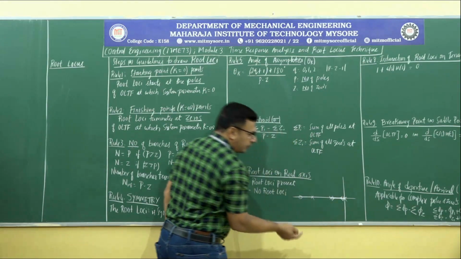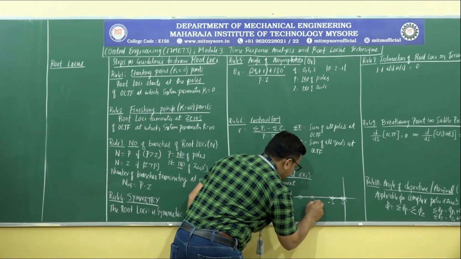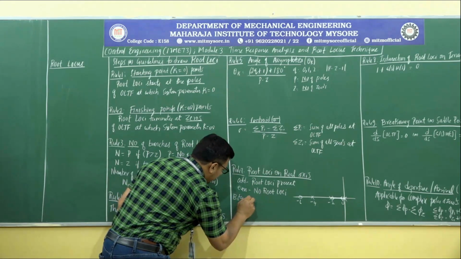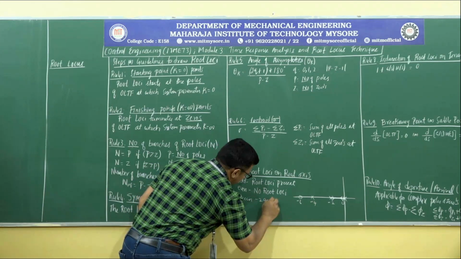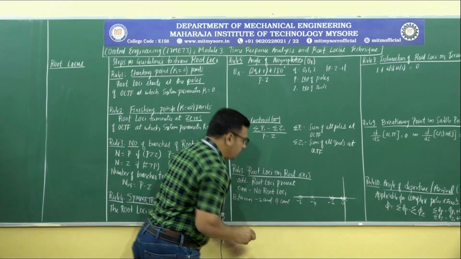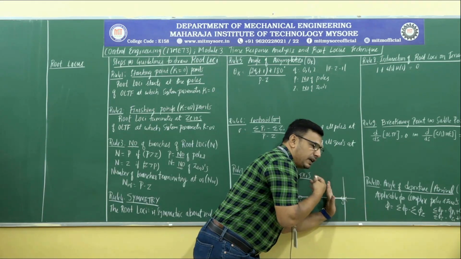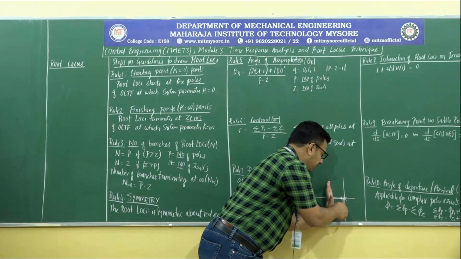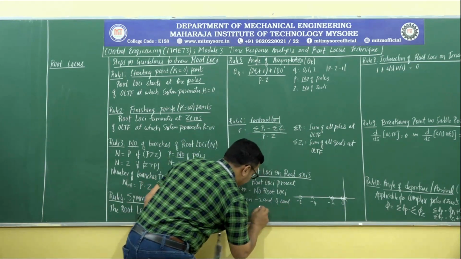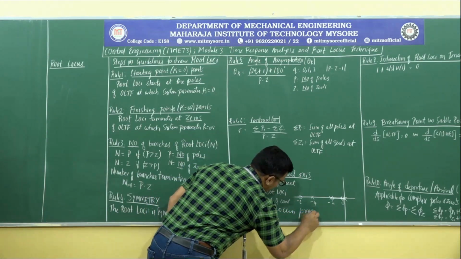Why we have written these arrows is because we have found that, say the points are 0, minus 2, minus 4, minus 6, then between minus 2 and 0, if you keep your hand here and look towards your right side, the count is odd, as you can see, there is only one pole present here. If the count is odd, the root locus will be present.